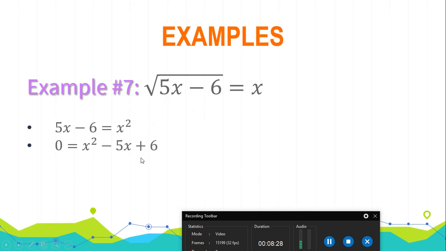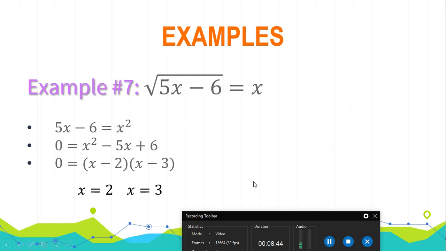I'm going to use product sum. So I'm looking for numbers that multiply to 6, but also add up to -5. So both of my factors are negative. And that gives me a root at 2 and a root at 3.